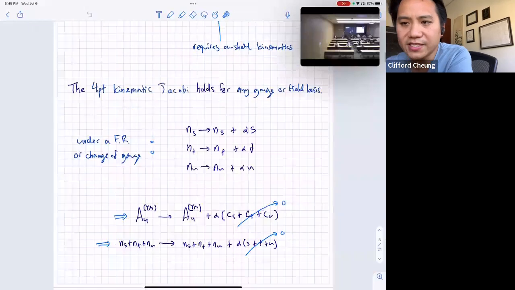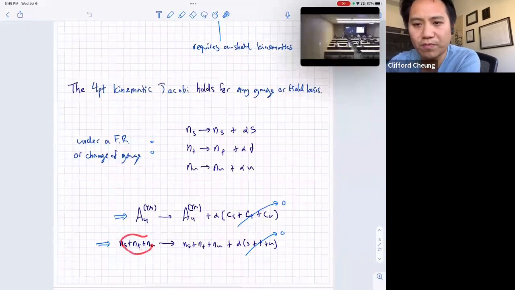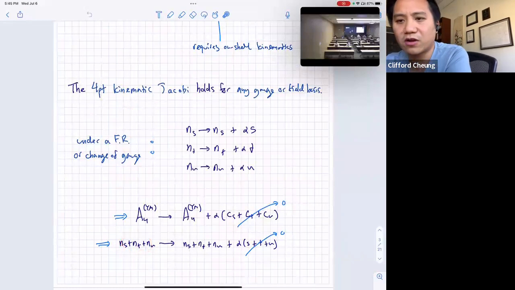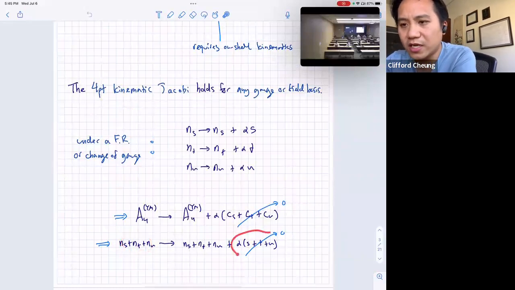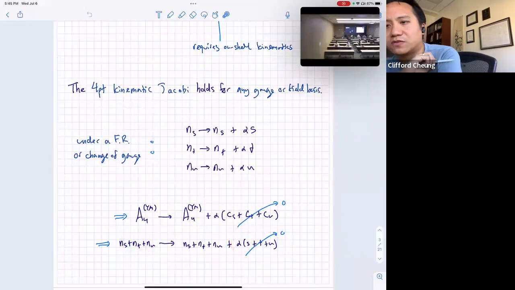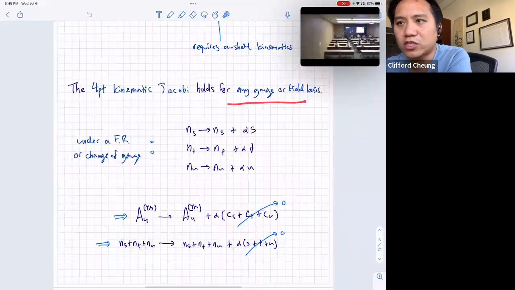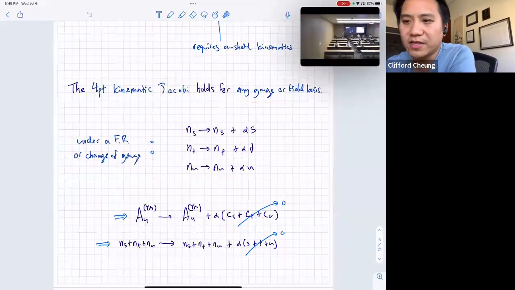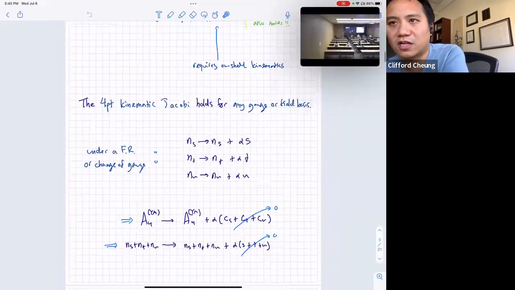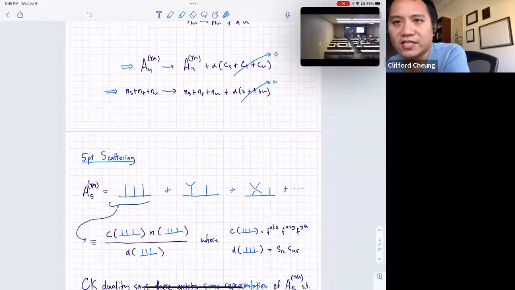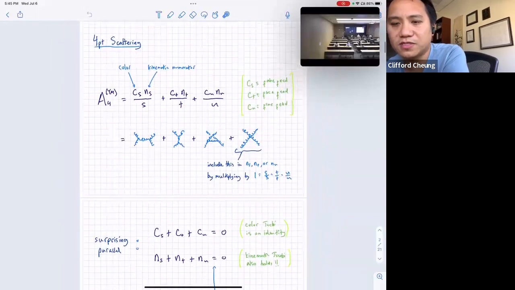And it's easy to see that if you apply this to the Jacobi identity, so take this triplet, which sums to 0, and you do this mapping, then you get a new term. But since S plus T plus U is also 0, the kinematic Jacobi identity is satisfied no matter which basis you're in. But you can already see the parallel here: color factors are canceling, kinematic factors are canceling. They show up in parallel, and that's why it's called color-kinematics duality. So that's 4-point, which is still very simple.